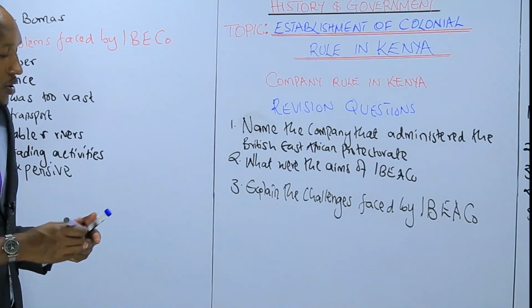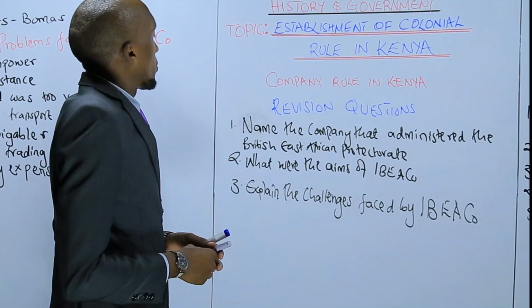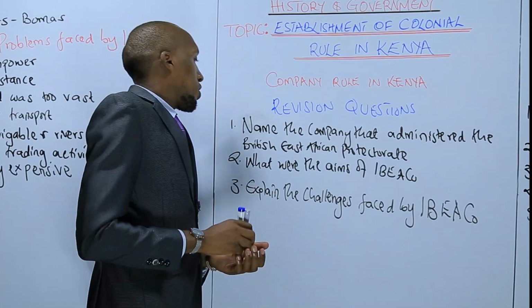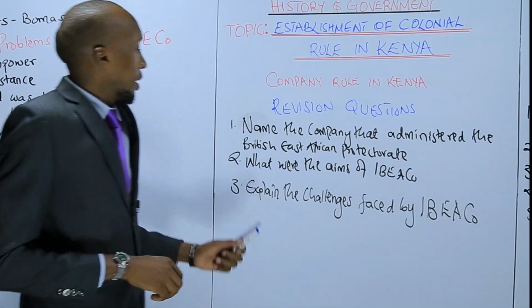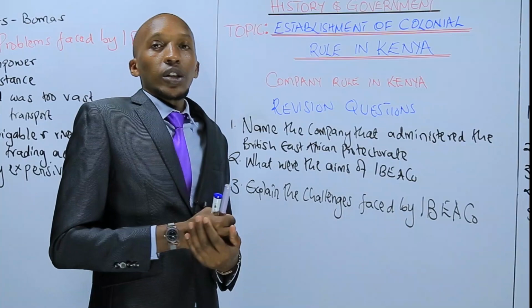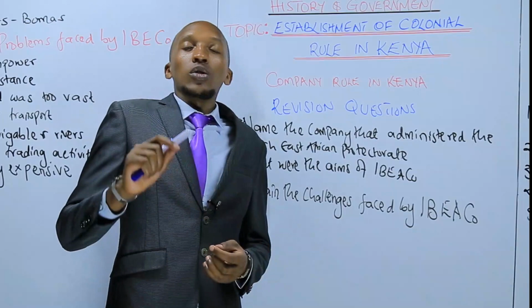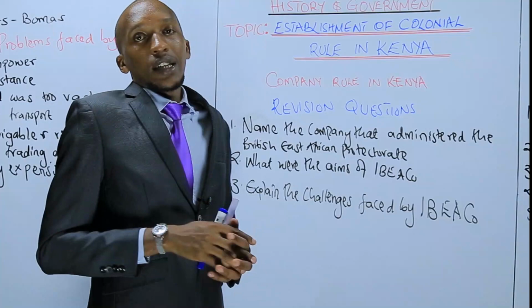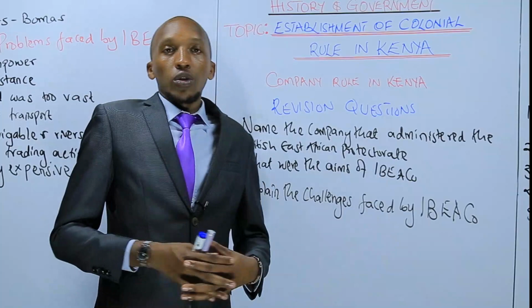So the first question is, name the company that administered the British East African Protectorate. Number two, what were the aims of the Imperial British East African Company? And lastly, explain the challenges faced by the Imperial British East African Company. Those are the questions I want you to attempt and answer. So write them down and also write your answers effectively, and then check whether you have been able to grasp what we have learned today.